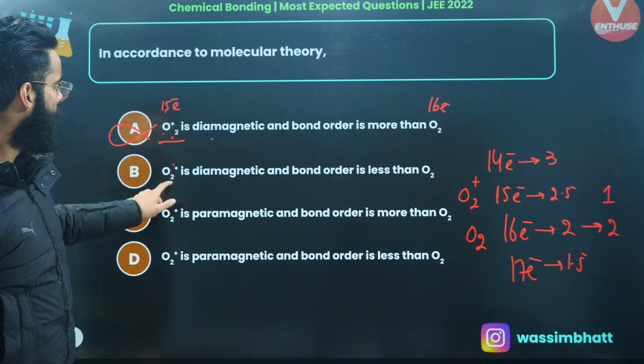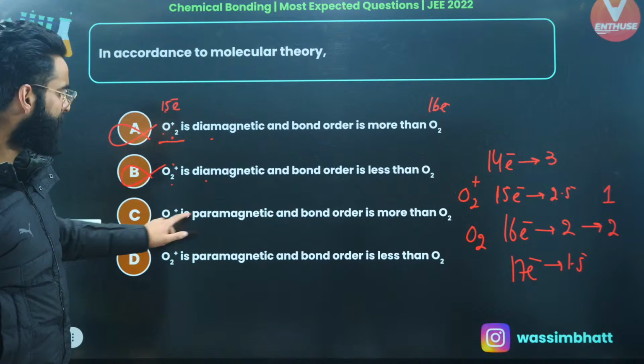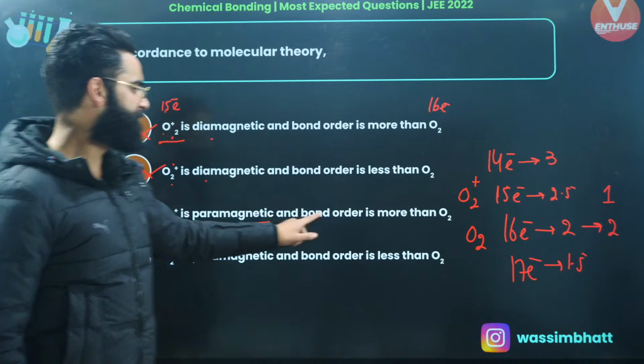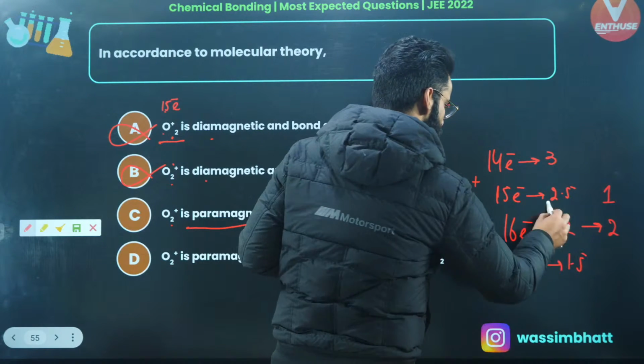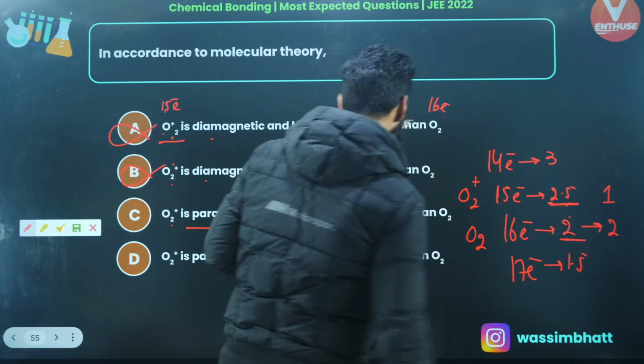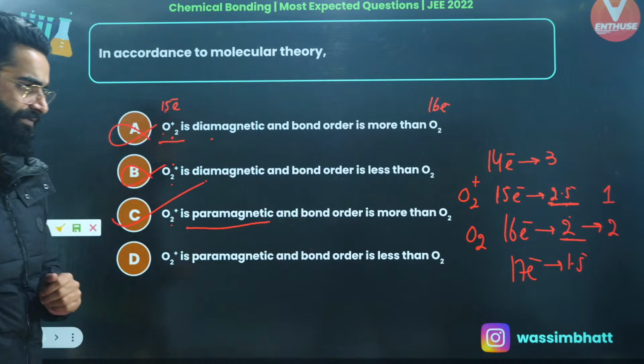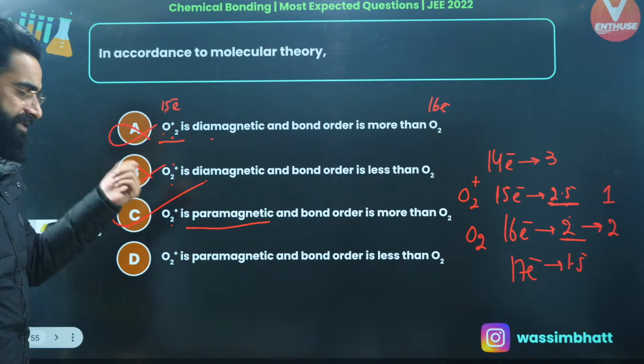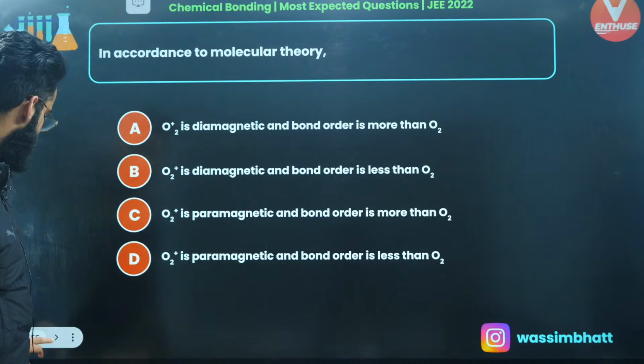So the statement that O2 positive is diamagnetic is wrong. O2 positive is paramagnetic. Absolutely. And its bond order is more than that of O2. Is the bond order of O2 positive more than that of O2? Right? Correct. So option C is the one which is the correct answer of this particular question. Right? Again, a simple one.